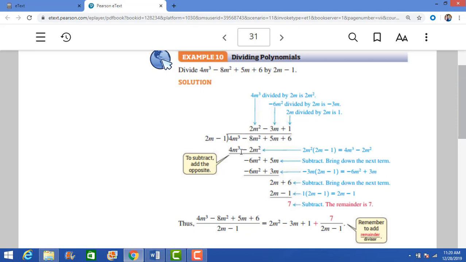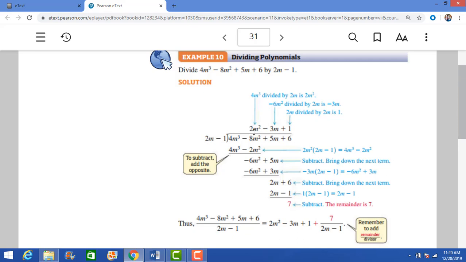Well, this is going to cancel, and then this is going to become a minus 8m squared plus 2m squared, which is going to give us a minus 6m squared, and then we drop down the next term, which is 5m. And we start the whole process over. Now we say, okay, what do we need to multiply 2m by to get this one? Or in other words, negative 6m squared divided by 2m gives us what? Well, that's going to give us what? 2m squared. So then we multiply.